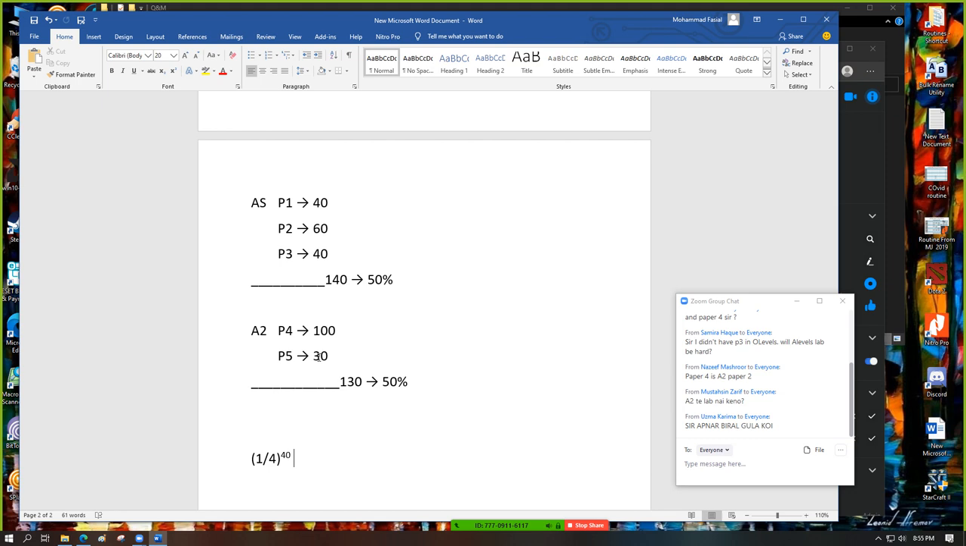স্যার, I didn't have P3 in O levels, will A levels lab be hard? Not essentially, I am using the word not essentially because, I mean, যাদের ও লেভেলসে ল্যাব ছিল তাদের equipment handling নিয়ে already কিছু experience আছে. So they're going to have some slight advantage over the people who did not have a lab in their O-levels.